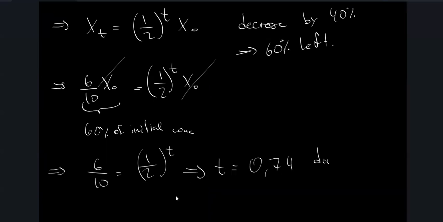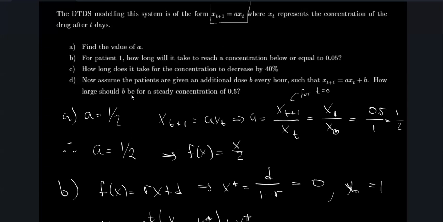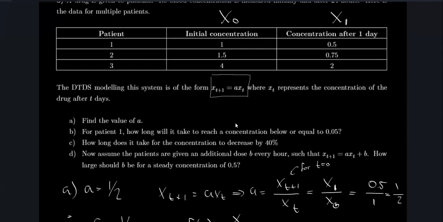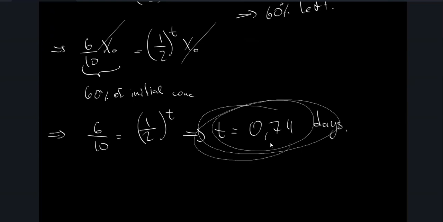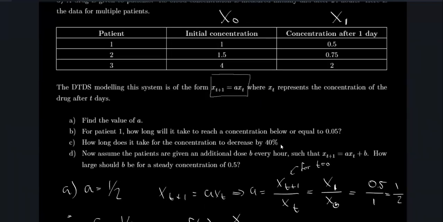0.74 days. So within a day, we actually lose 40%, which makes sense, right? It makes sense that the answer is less than 1 day, because we know it takes 1 day to reduce the concentration by half.